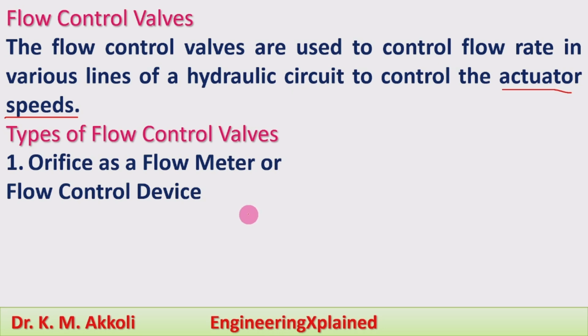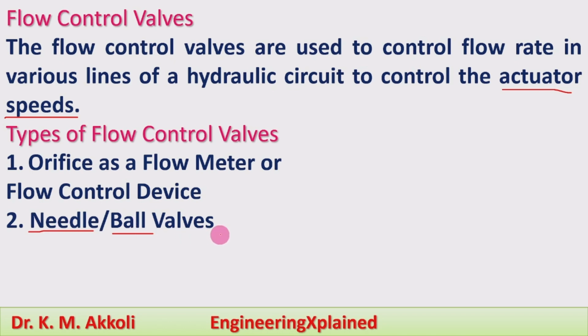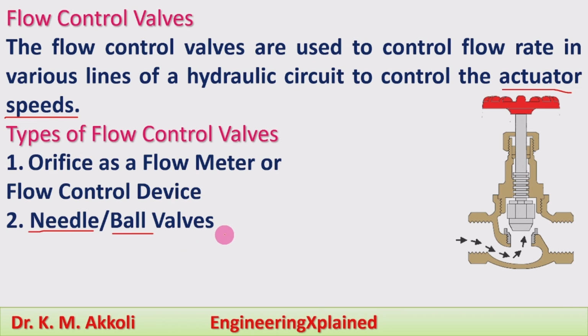The different types of flow control valves are, first, the orifice as a flow meter or flow control device. Here the orifice measures the flow itself and controls the flow. Orifice itself measures and the flow will be controlled. That is a flow control device. Next type is needle or ball valves. The closing or opening element we are going to use may be a needle or a ball. We can say needle valve or ball valve.